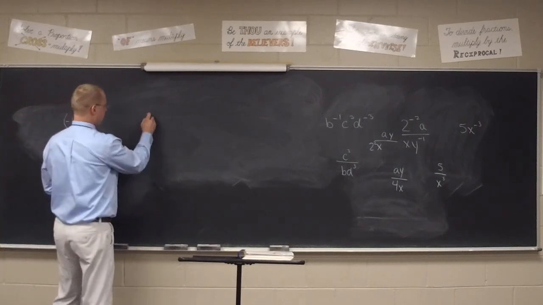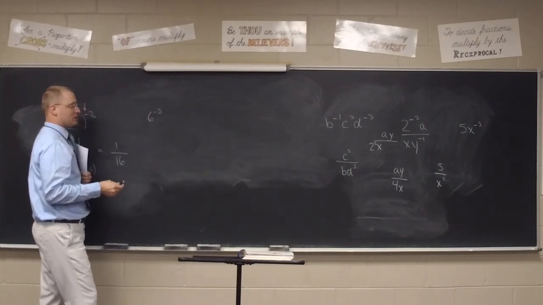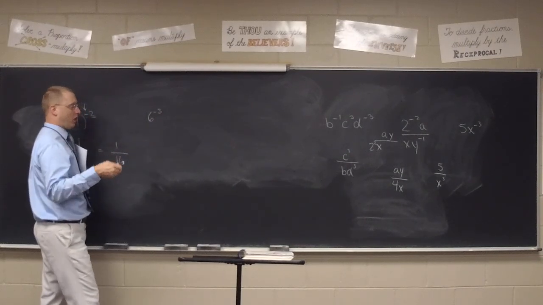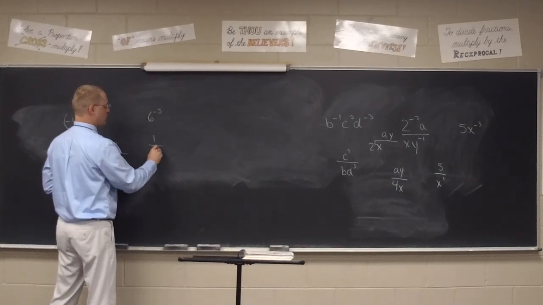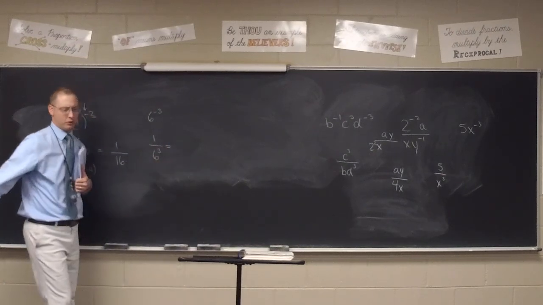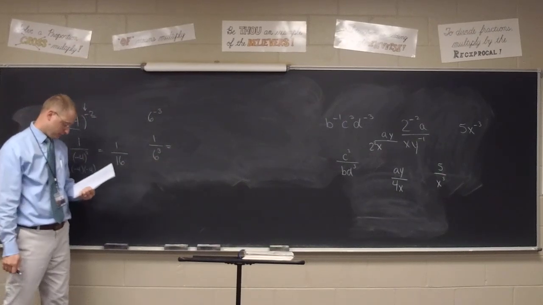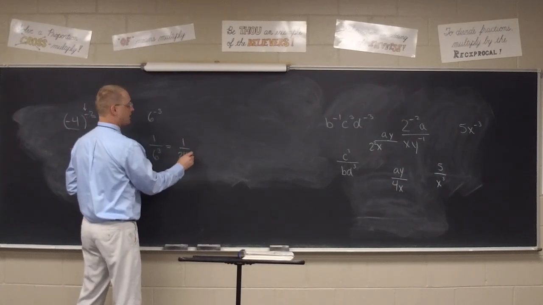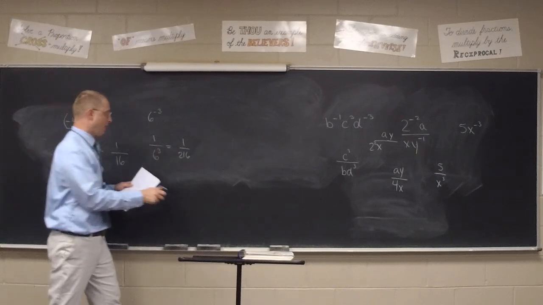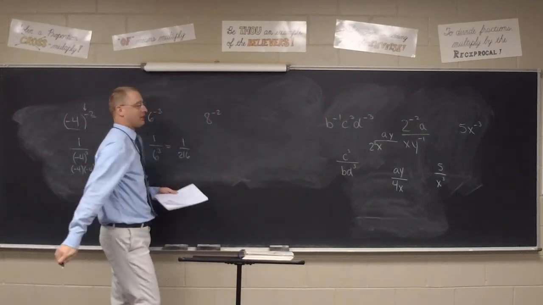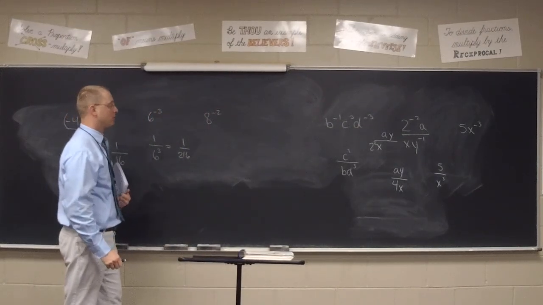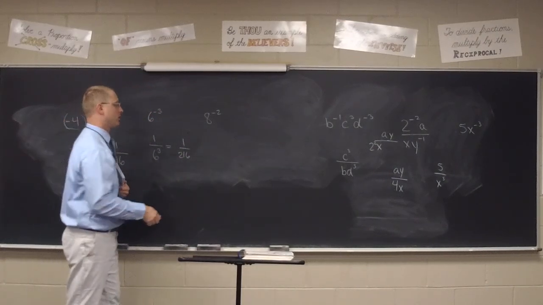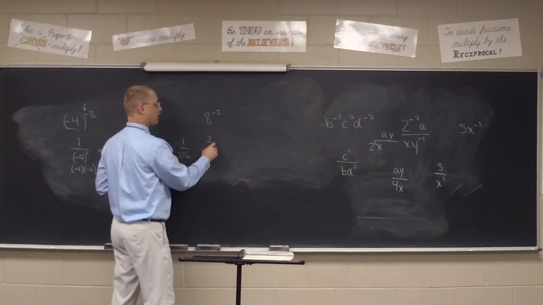How about this one? 6 to the negative third. What does this literally mean, class? Reciprocal of 6 cubed, or 1 over 6 cubed. And what is that? Find it real quick. 216. Good. 1 over 216. How about this? 8 to the negative second. What does that literally mean? Reciprocal of 8 squared, which is 64. 1 over 64, right?